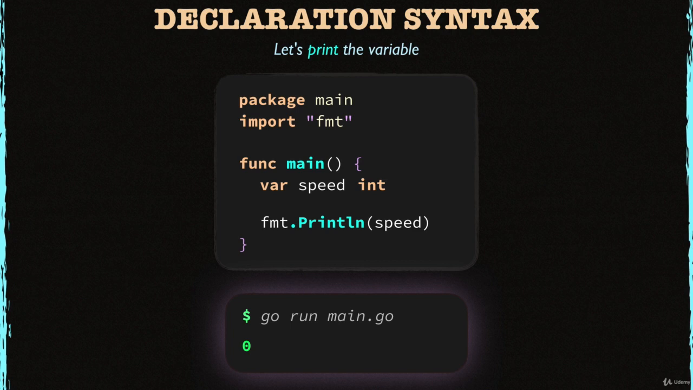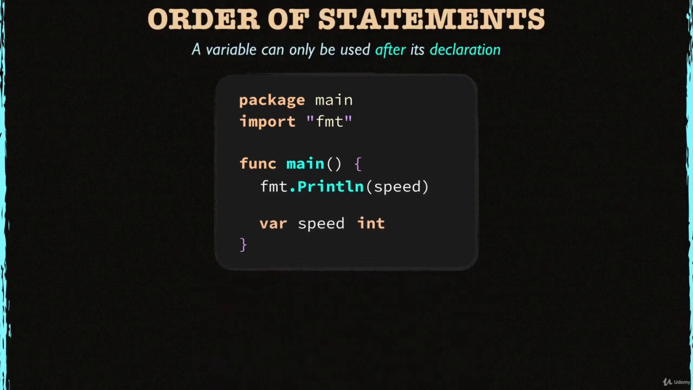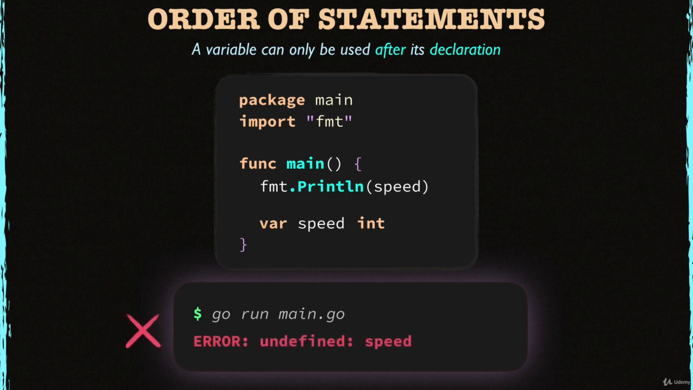Now let's take a look at what happens when you use a variable before you declare it. In Go, the order of statements is very important, since Go runs the code from top to bottom. Here, I have moved the variable declaration after the println call. Can you guess what would happen now? Okay, let's run it. This program cannot even compile, let alone run. The error message says that the speed variable hasn't been declared. This means that it doesn't exist yet, so println can't print it.